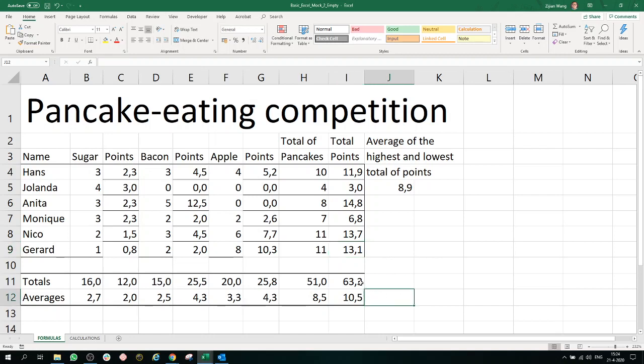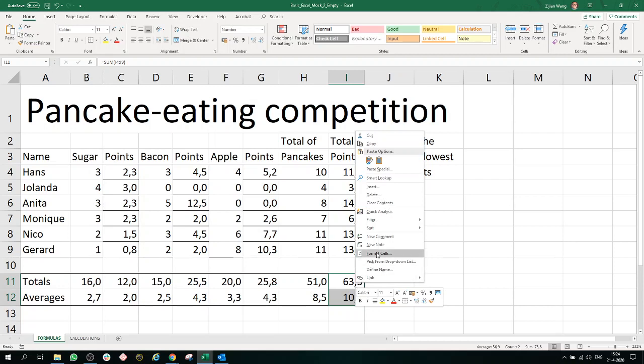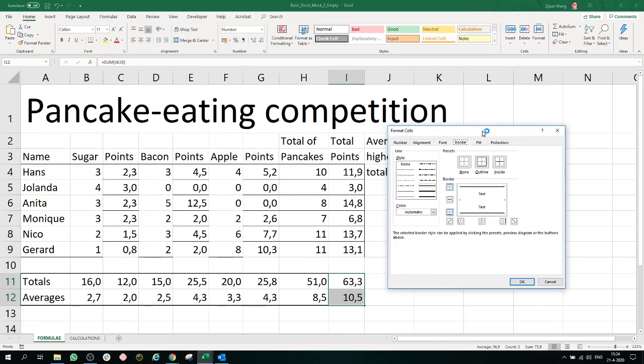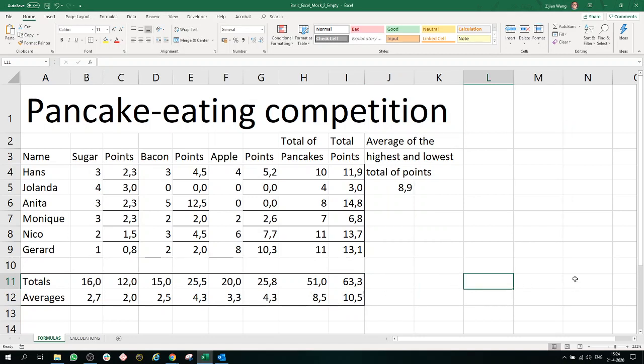For example, here we lost the side border. Then we just go to Format Cells and go to Border and add the side border. Here we go, and it's fixed. So do the same with all the others, and you finished the exercise. This is mock exam 2 for the basic Excel chapter. I'll see you in the next video.